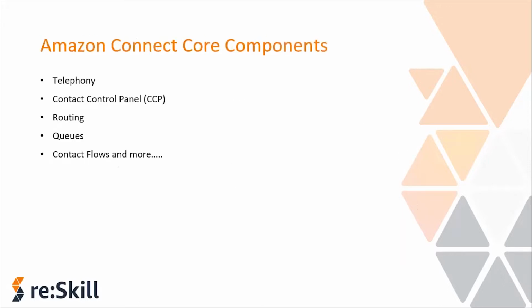Now we're going to look at the Amazon Connect core components. There are more, but we're going to look at the specific core components. We're going to look at the telephony. We're going to look at the contact control panel, which is useful for agents to begin taking calls within a matter of minutes. The routing, the fourth one is queues, and we're going to look at the contact flows, which is basically a drag and drop editor, which allows you to create contact flows without any coding.